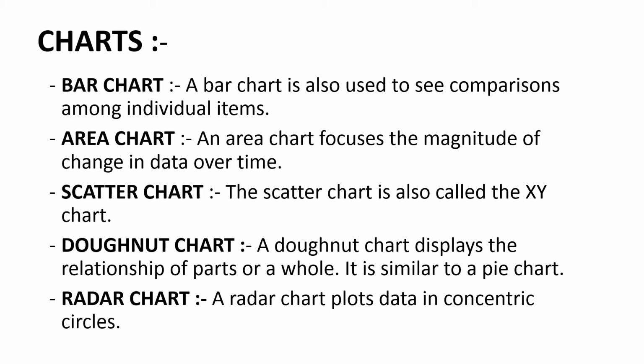An area chart focuses the magnitude of change in data over time. It is similar to the line chart, but it plots the series and hides them one after the other. The next is scatter chart. The scatter chart is also called as the XY chart. Okay, no lines appear in this type of chart.